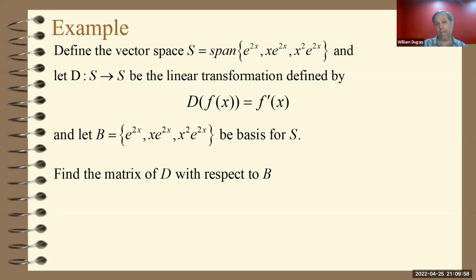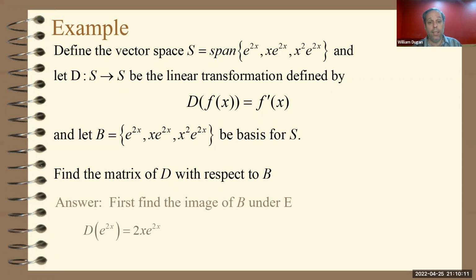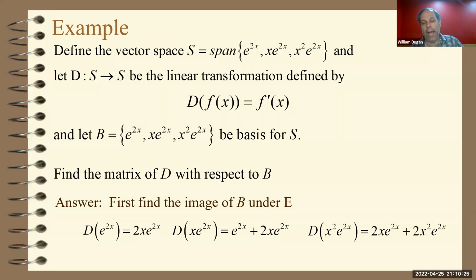We'll use the basis being the very vectors that form the span. I want to find the matrix of D relative to B. Notice there's only one basis this time, because there's only one space, and I only want one basis. Well, to do so, I have to start off by applying the operator to each of the elements in the basis. So then I need to know what is D of e to the 2x. I need to know what is D of x times e to the 2x. I need to know what D of x squared e to the 2x is. Next, I have to go back and find out all those images. I need to know the coordinates relative to B.